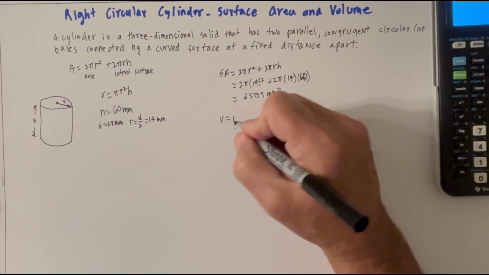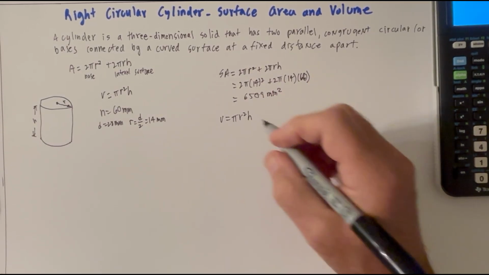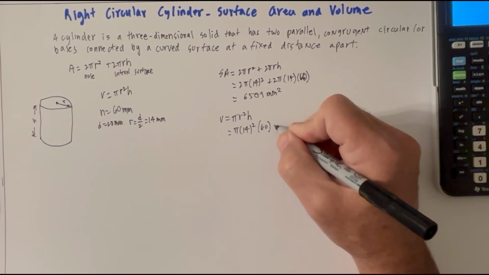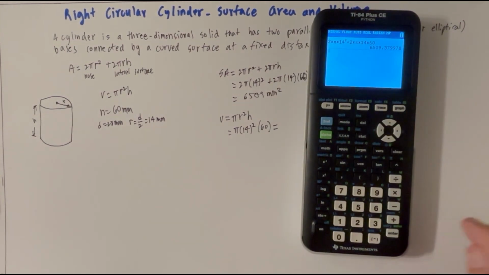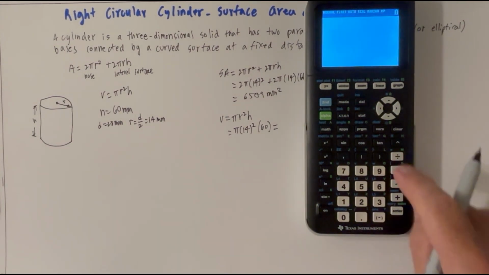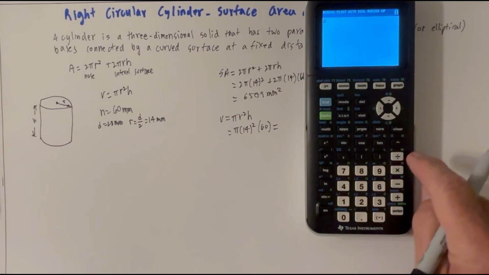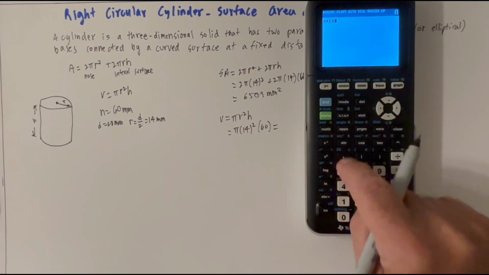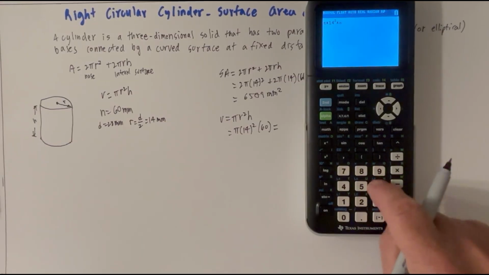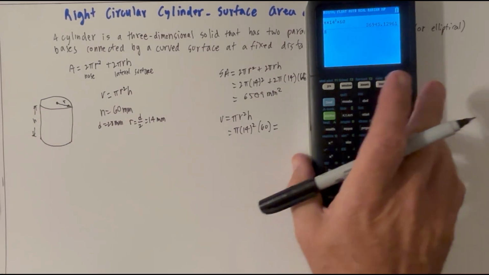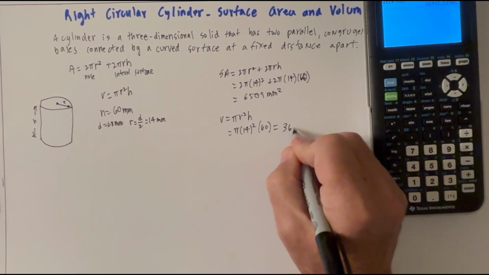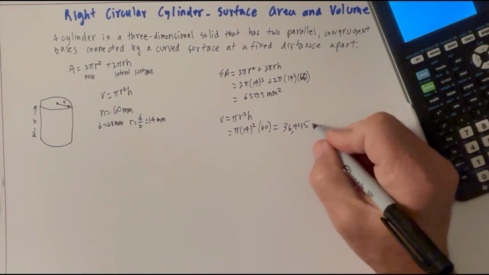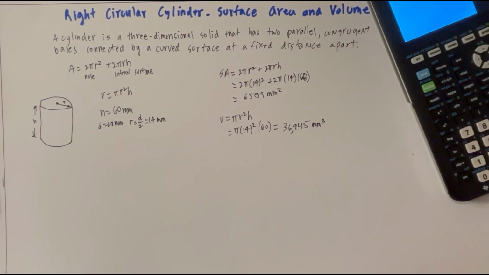Now the volume is pi r squared H. So that's pi times 14 squared times 60. Let's do the math on that. Hit clear. So now here's our second pi. Times 14 quantity squared times 60. Hit enter. And we're going to get 36,945. And that's going to be millimeters cubed because we have a volume.